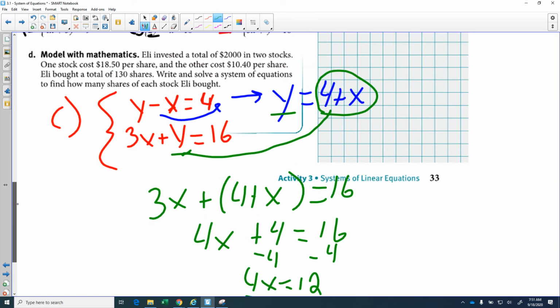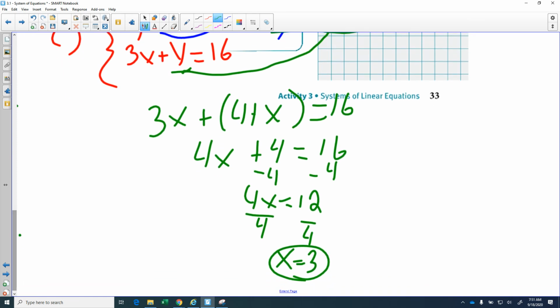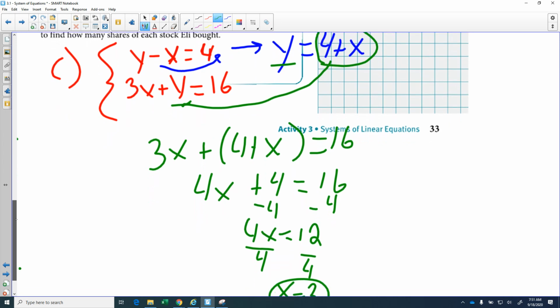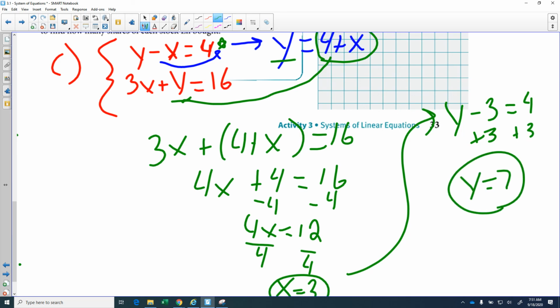Once again, we want to find the y value, so we're going to go back up to the original. Since we have an x value, we're going to plug it into this problem. We'll use the top equation right here to plug x back in. This would be y minus 3, because that was our x value, equals 4. We add the 3 over to get y equals 7. And we've solved out that problem.